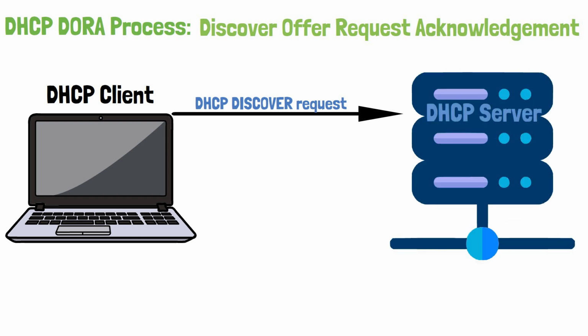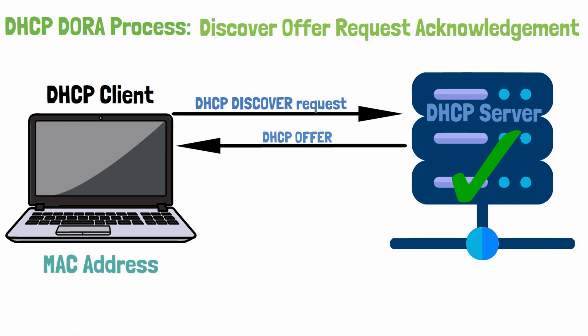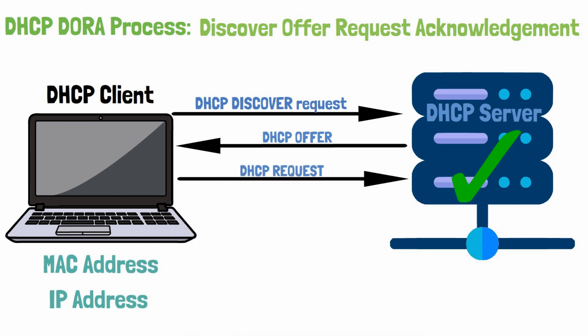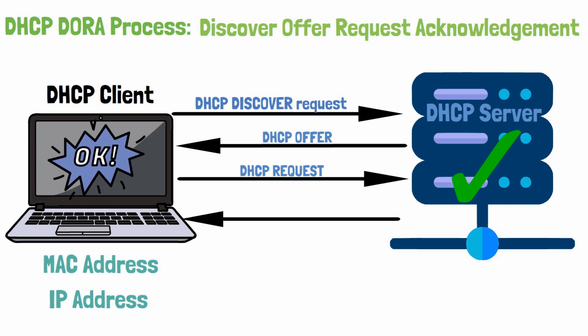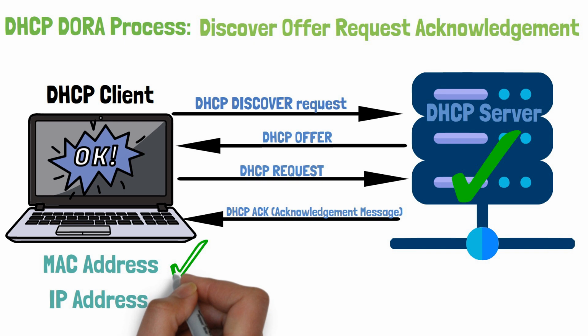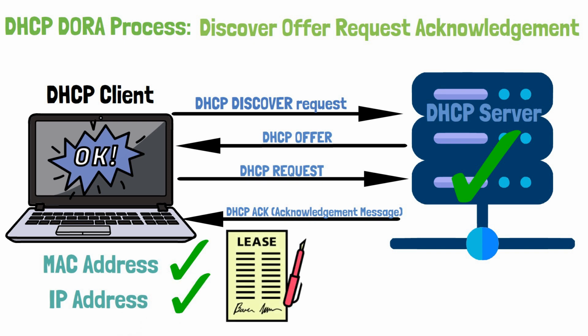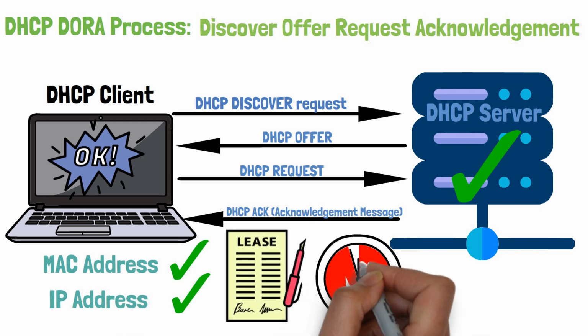Second, if the server accepts the new device, it will send a DHCP offer message back to the client, which contains the client device's MAC address and the IP address being offered. Third, the client returns a DHCP request message to the server, confirming it will use the IP address. Finally, the server responds with a DHCP ACK acknowledgement message that confirms the client has been given access, or a lease, for a certain amount of time.